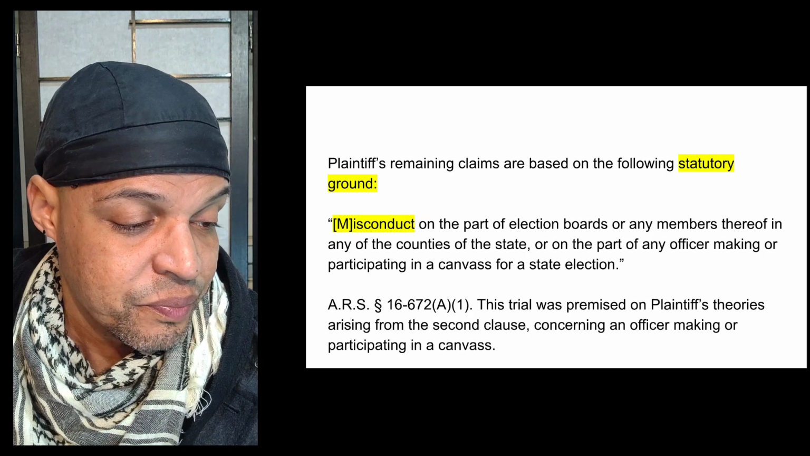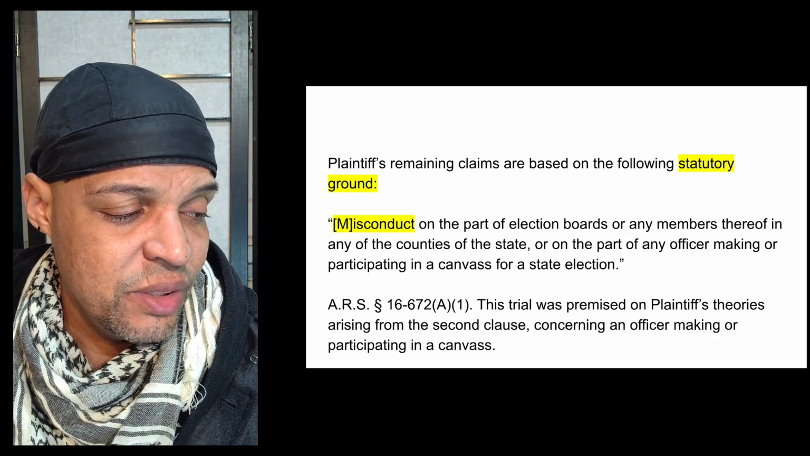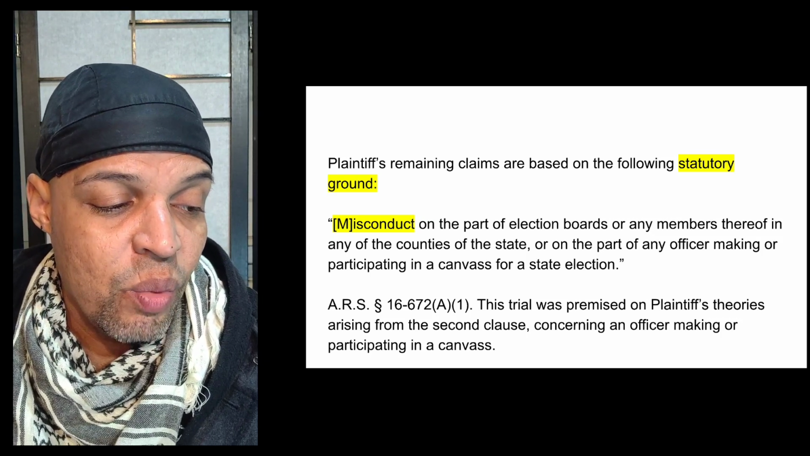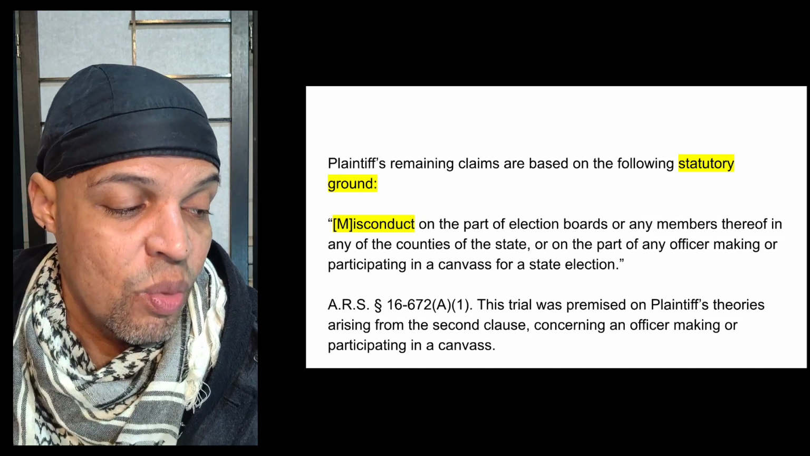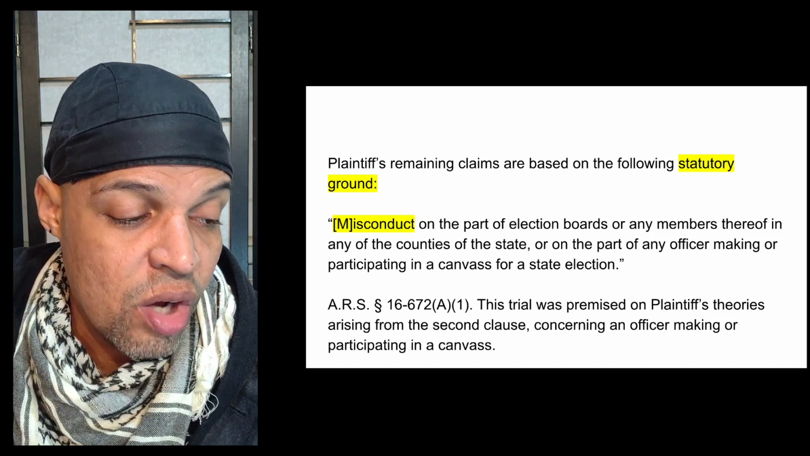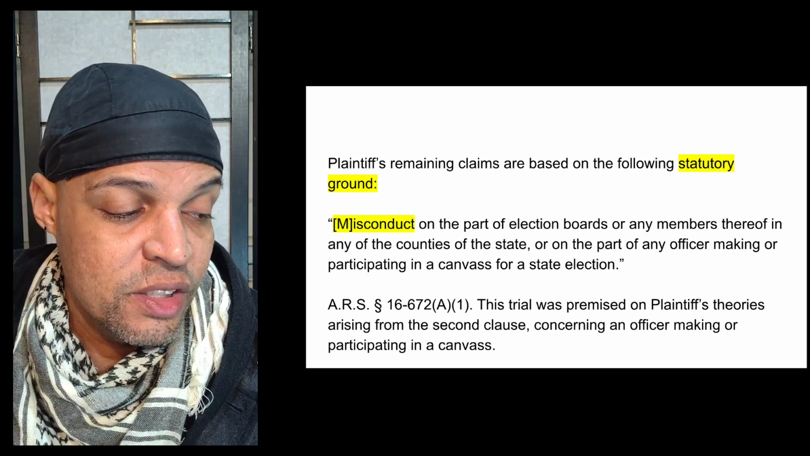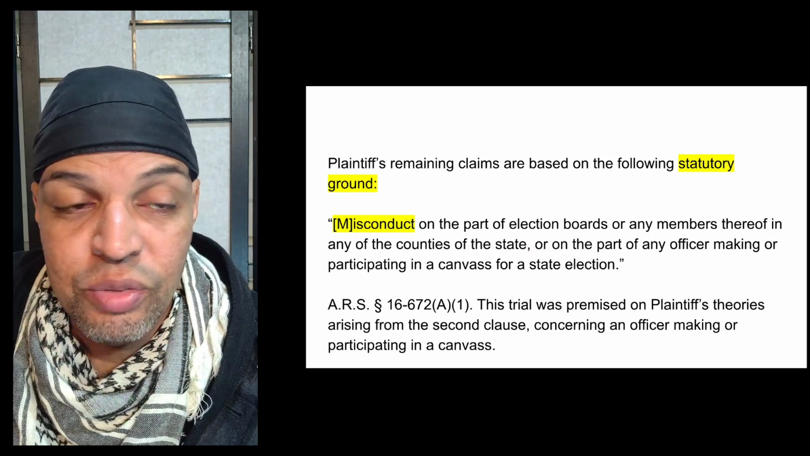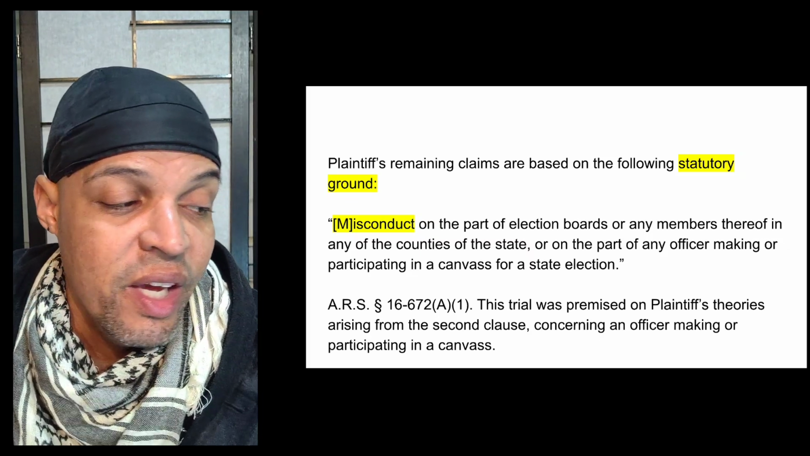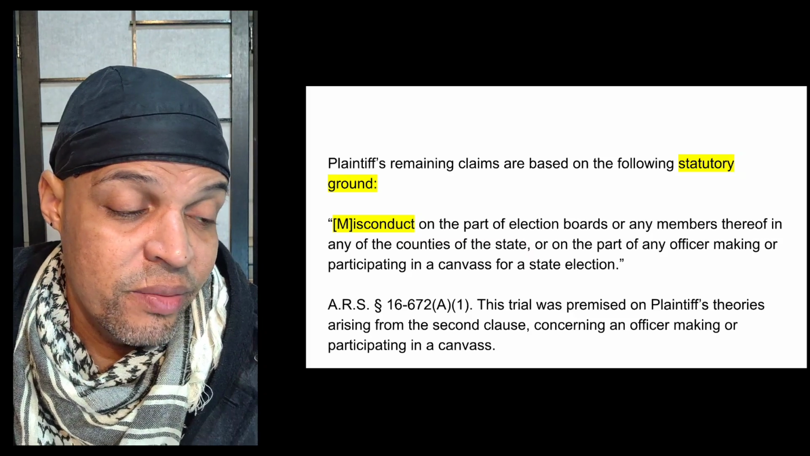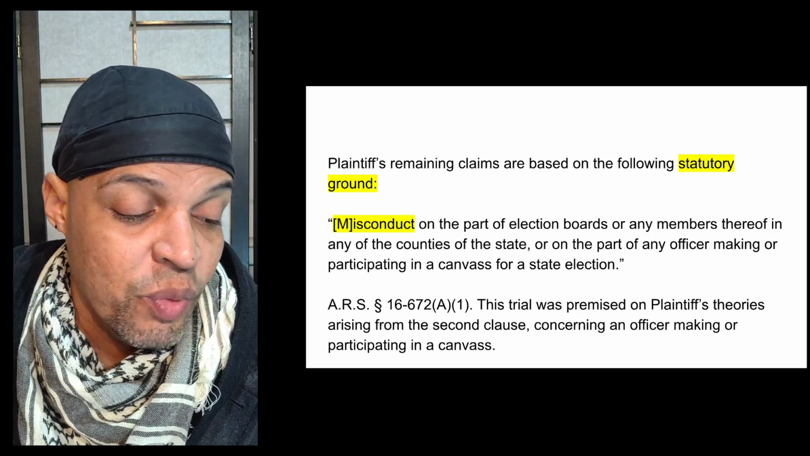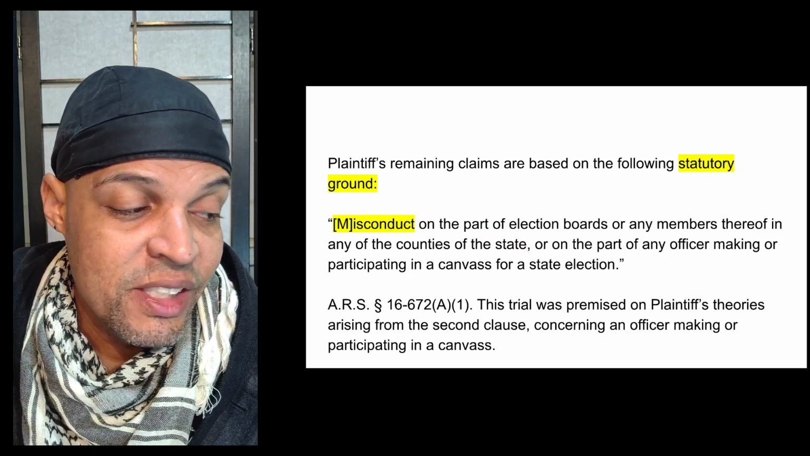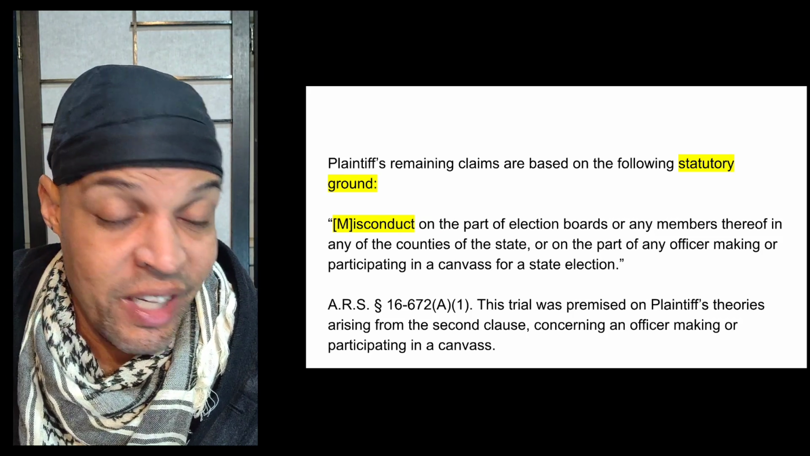All right, let's keep it going. What does it say? Oh, see how it has another statute down there? ARS subsection 16-672(A)(1). This trial was premised on plaintiff's theories arising from the second clause concerning an officer making or participating in a canvass, man. So they're focusing on misconduct, which is why they lost. They lost, or it was tossed out, because it was the wrong word, man. And that's just what happens. Whenever you backslide and you don't listen to the people, and you listen to the best and the brightest, you're always going to get tricked, man. We've been seeing this happen for like 2 years now.